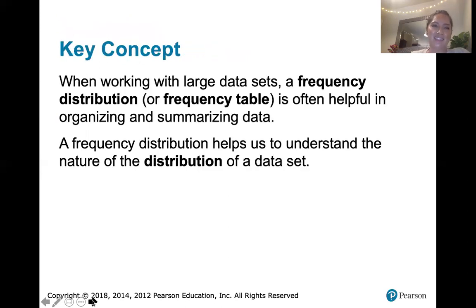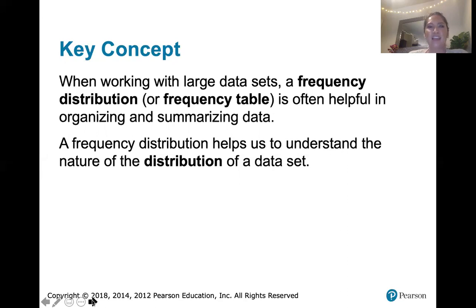Now, the key concept, my one major takeaway for lesson 2.1 is this. It says, when working with large sets of data, a frequency distribution, also known as a frequency table, is often helpful in summarizing and organizing data. So you're going to have huge tables, data sets. If you go to an Excel spreadsheet and you see a couple of columns or just a single column with 100 values in it, that column with all the values in it just itself might be a little overwhelming, and you might be able to infer something about those numbers, but it would all be completely intuitive.